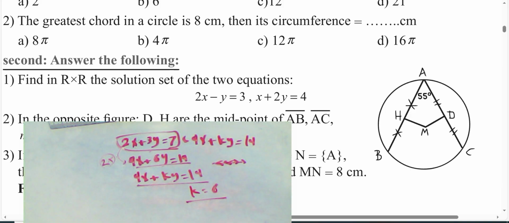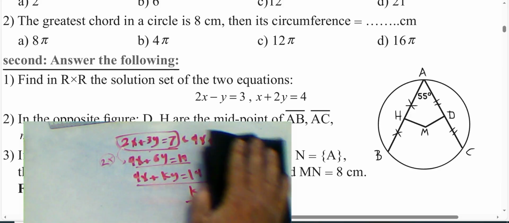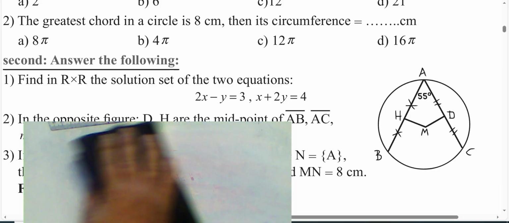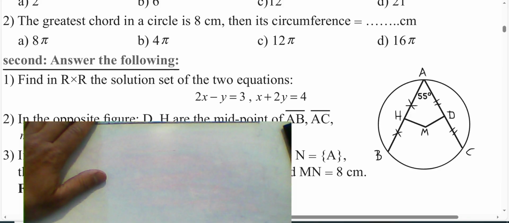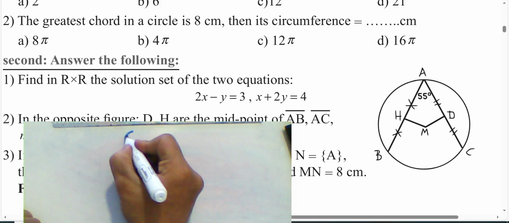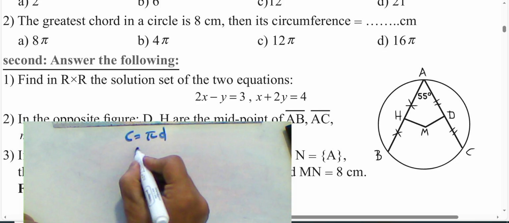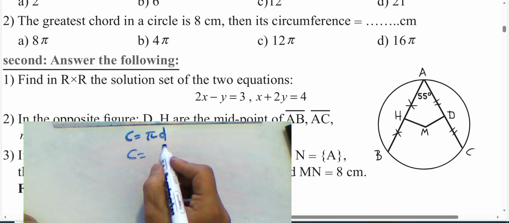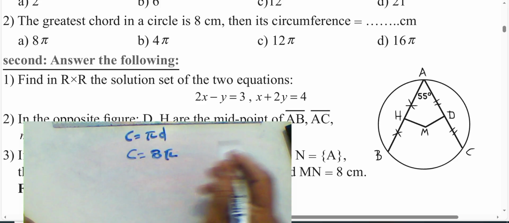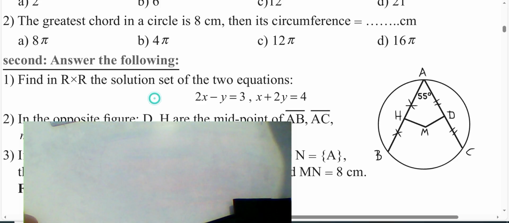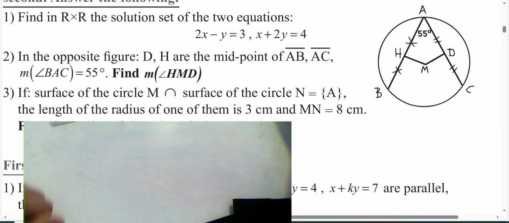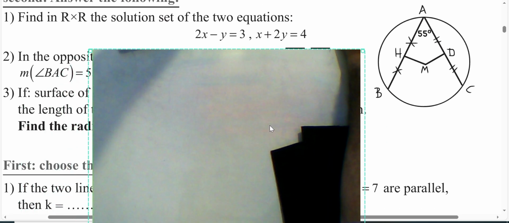Number 2. The gauge scored in a circle equal 8 centimeter. It means the diameter was 8. We can find the circumference of the circle. Circumference equals pi times d. The circumference here equals pi multiplied by d. Then circumference equals 8 times pi. Circumference is 8 pi.